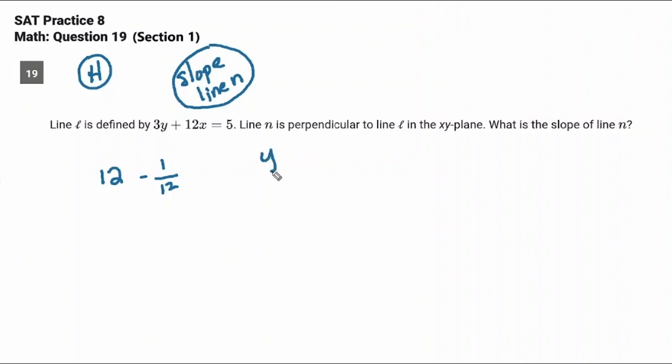Well, the line equation looks like this in SAT land. Does this equation look exactly like this equation? It does not. So we're going to have to manipulate it. The y is in the right place. The x is not. We've got to move it across the equal sign. It's going to change signs.